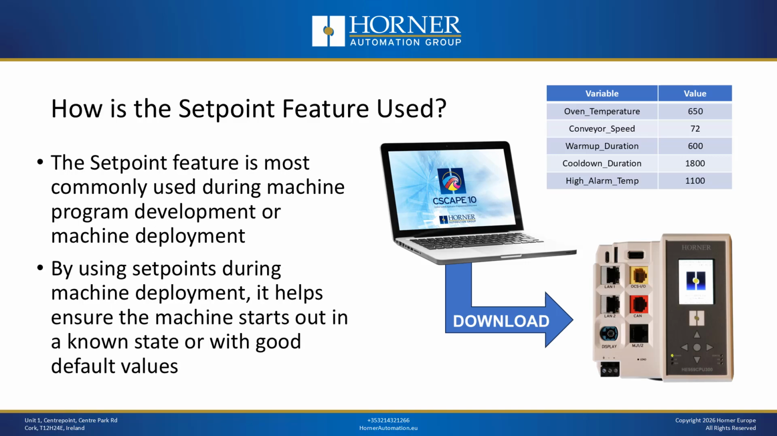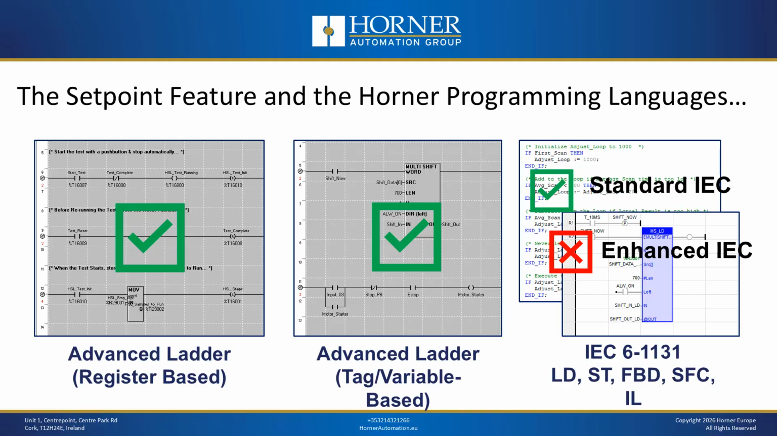With Horner controllers, we create a set point table with all our set point variables on it. Most commonly, this is done during machine deployment or download. By using set points during machine deployment, it helps ensure the machine starts out in a known state or with good default values. Horner has a variety of programming languages available and supported in CScape 10.